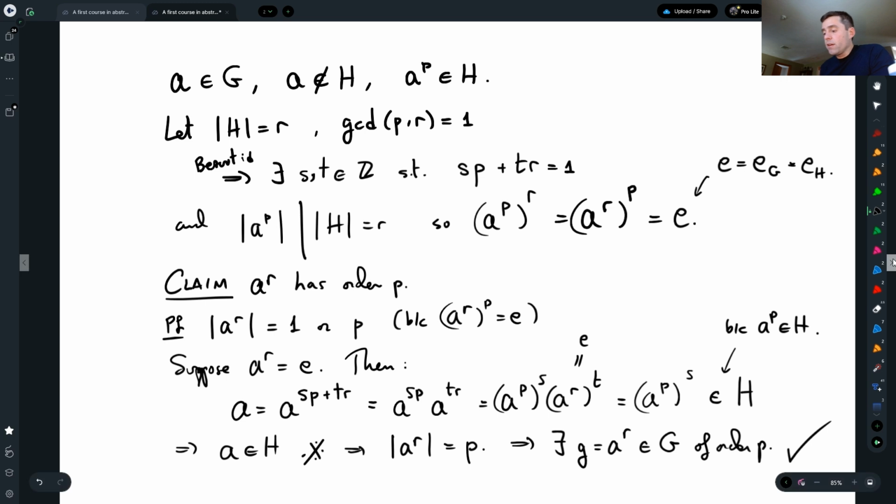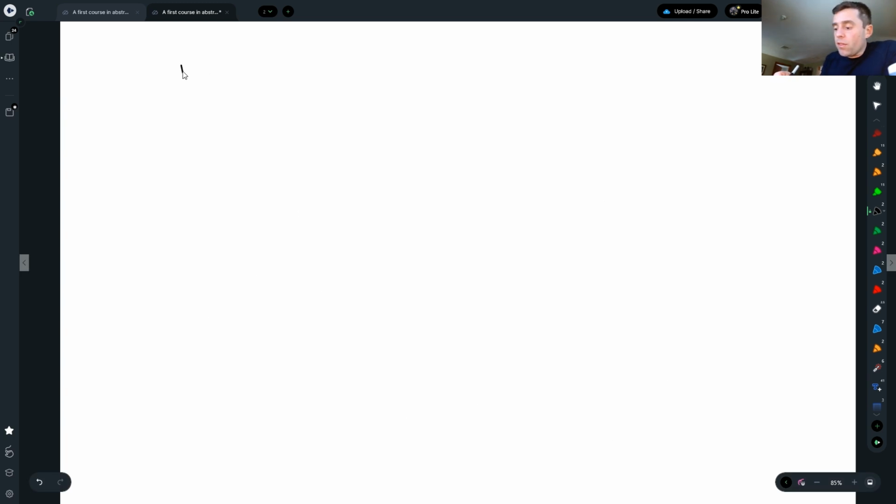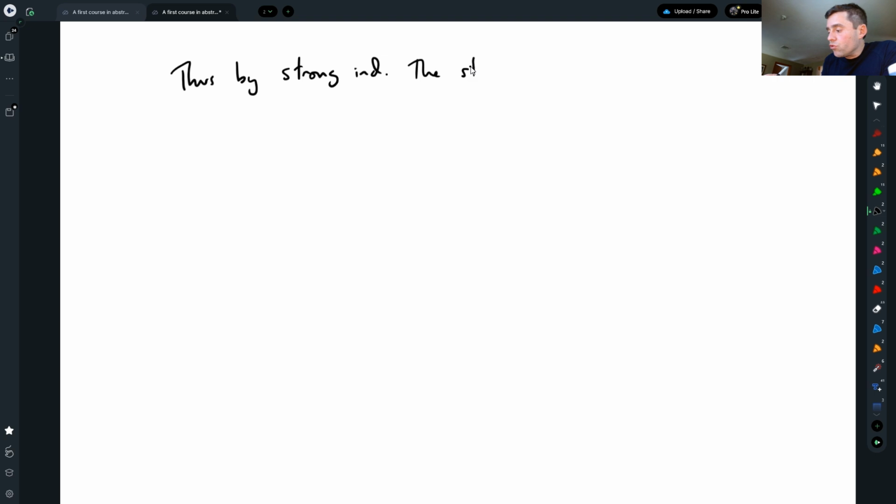So now, by the theorem of induction, thus by strong induction, the statement is true for all n. And that finalizes the proof of the lemma that if P is a prime that divides the order of a finite abelian group, then there is an element of order P. So now we are ready to prove the proposition that I wanted to prove today, which is the following.